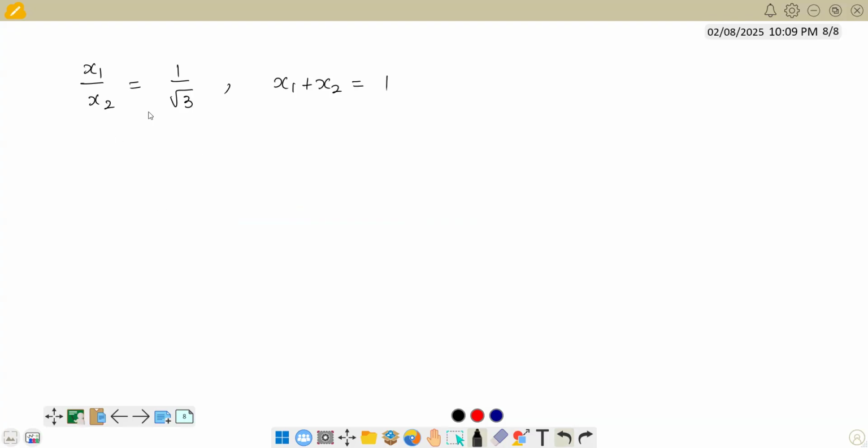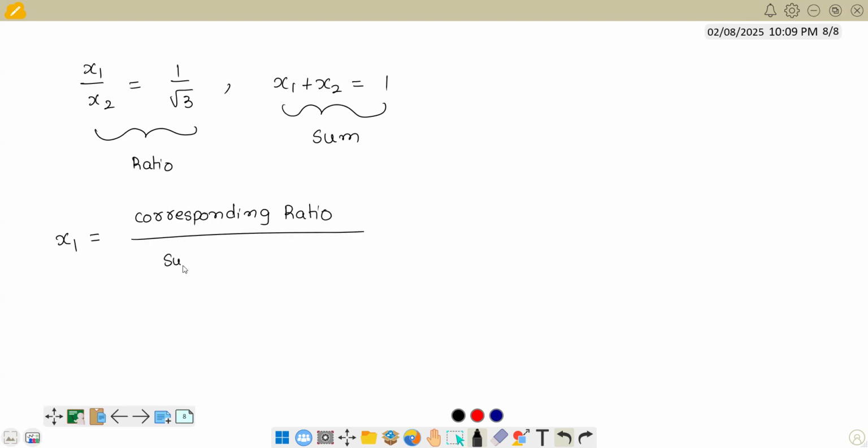How do you find x1, x2? We know the ratio of two unknowns, and we know the sum of the two unknown things. Then how do you find the individual ones? If you want x1, the formula is, right now I won't derive how we got this formula, just remember this: we will use the corresponding ratio divided by sum of ratio into sum of unknowns.